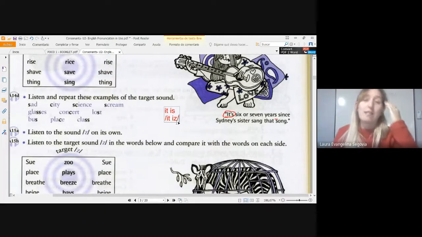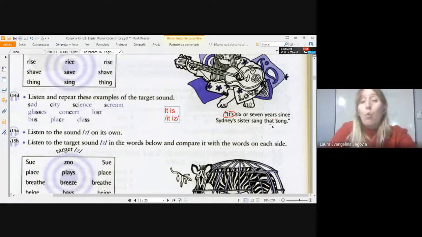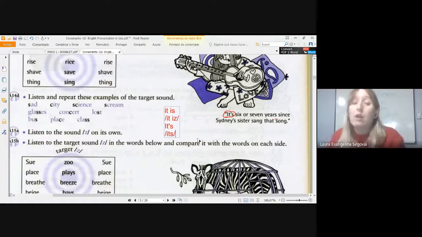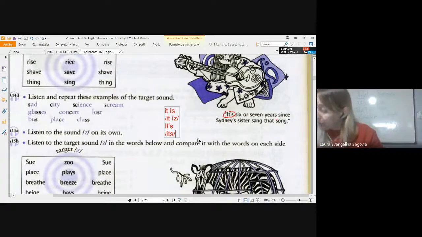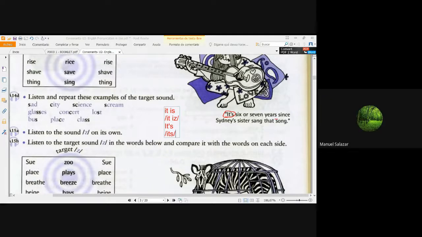Now, you will ask me, but teacher, why do we have here in this way it's, and it's pronounced it's? Why? This is pronounced like this. The phonetic transcription would be this one. Why? Can you imagine why? Can anybody have a guess? No guess? Yes, because it ends in T.